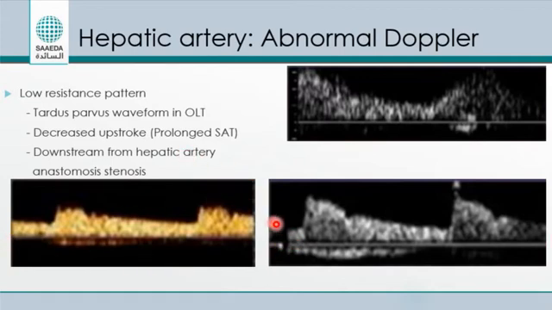What do you mean by tardus parvus? The systolic upstroke is not fast, it's a slow upstroke, just like that, and it goes down also slowly, like here. It's a slow upstroke and slow downstroke. This indicates a stenosis at the site of anastomosis of the hepatic artery. So you do not see the anastomosis itself, you see its effect in the hepatic artery. When you see this tardus parvus, you can be confident that there is a stenosis at the anastomosis of the hepatic artery.